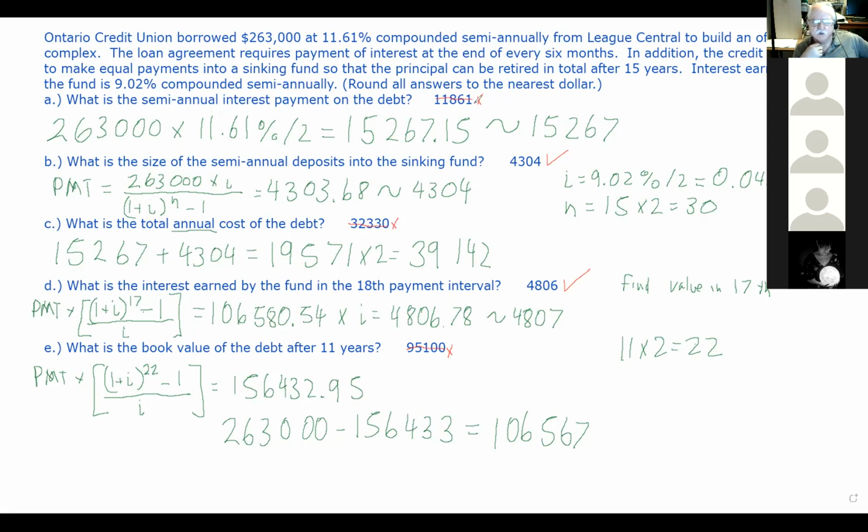Yes, sir. Okay. Yeah, this confused me. The 18th payment interval, it's not the 18th year, because that would mean we had to go 18 times 2. Whereas this is the 11th year, but for the payment interval, it had to be 22. Yeah, that's confusing to me, the way they've written it. But that's probably what they wanted to do. They wanted to make it confusing. Yes, sir.